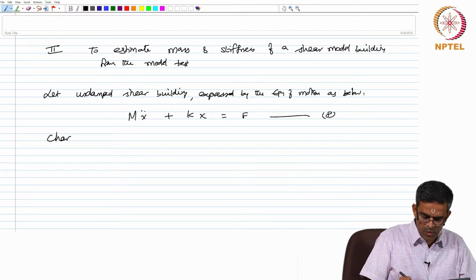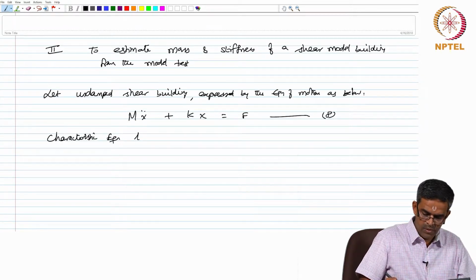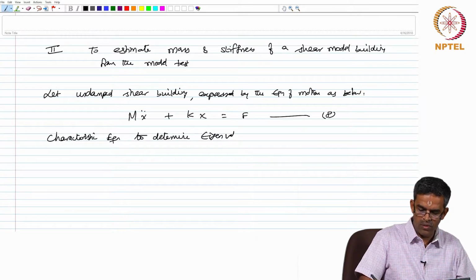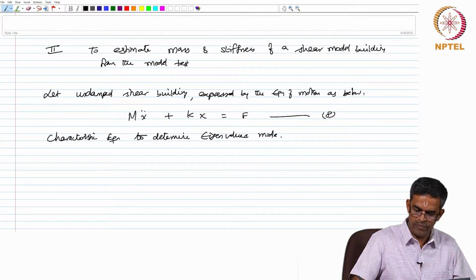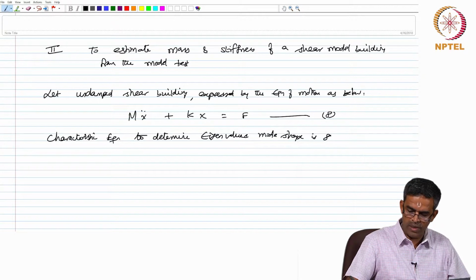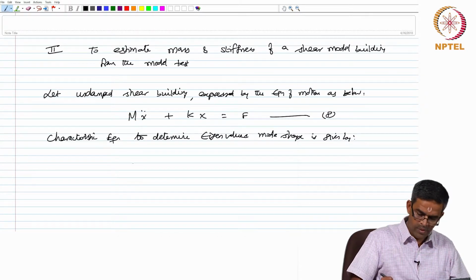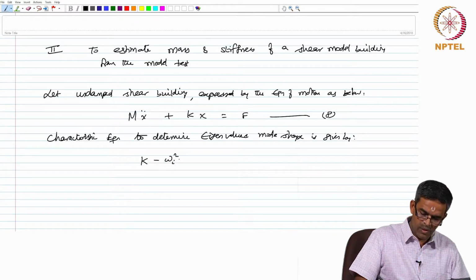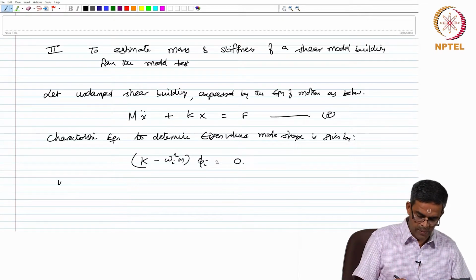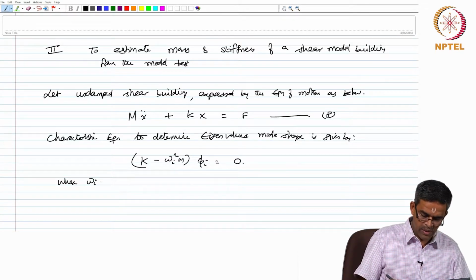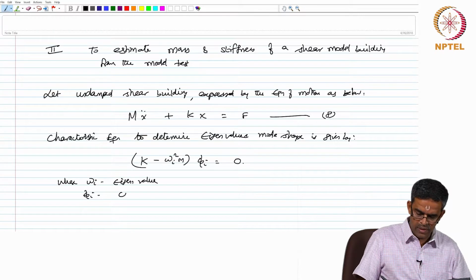The characteristic equation to determine eigenvalue and mode shape is given by k minus omega square m phi I is 0, where omega I is the eigenvalue and phi I is the corresponding mode shape.